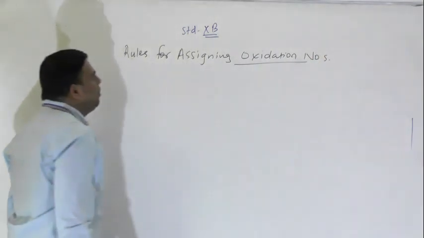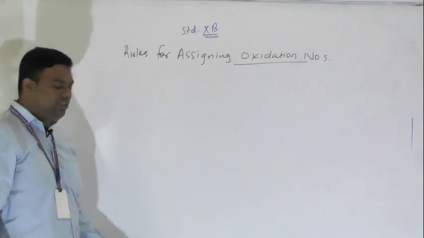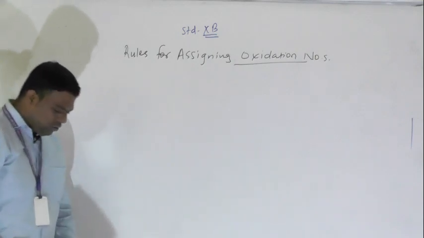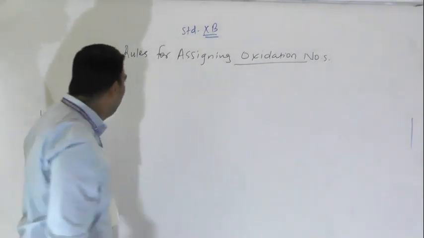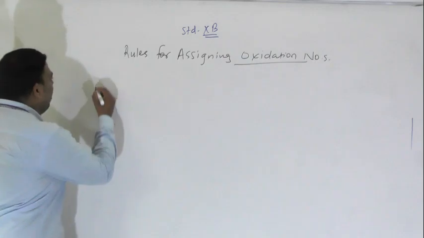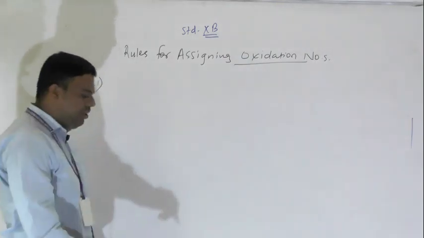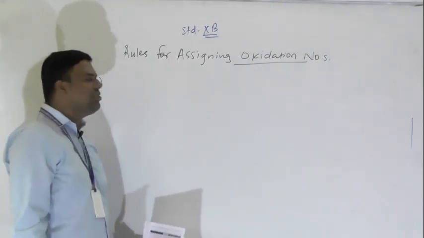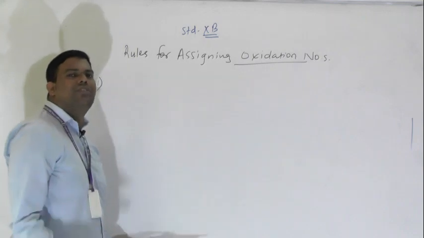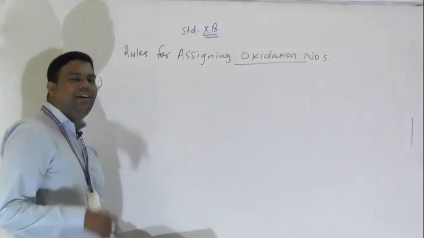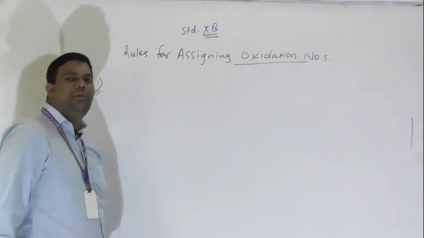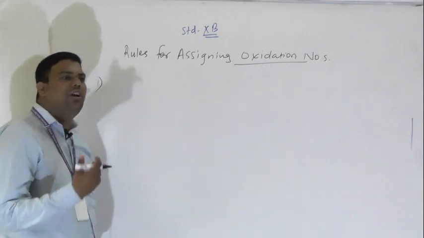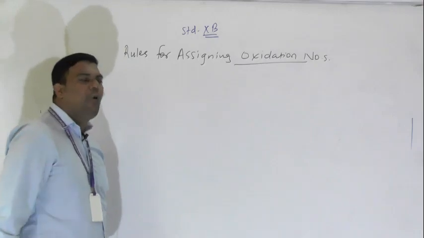Okay, rules for assigning oxidation numbers. Concentrate on these rules. I already told what the oxidation number is: it is roughly equal to how many valence electrons an element gains or loses during a chemical reaction or while forming a chemical bond.